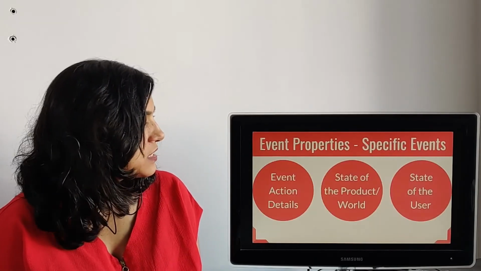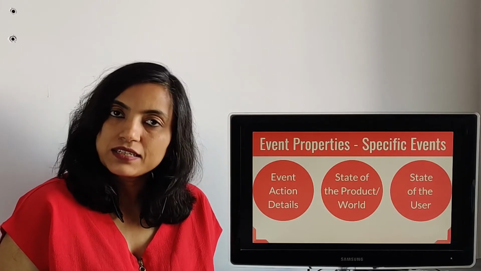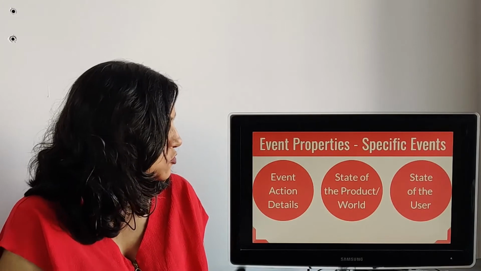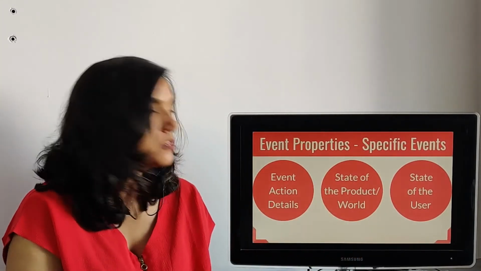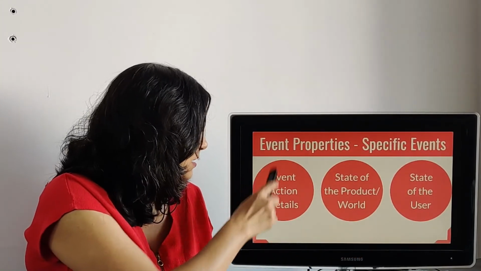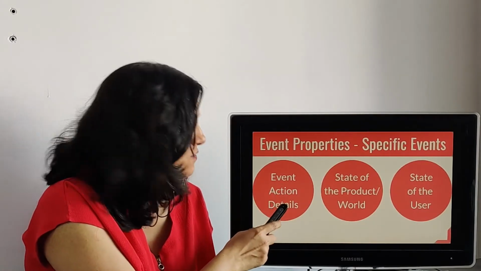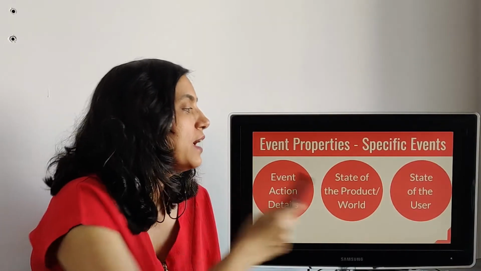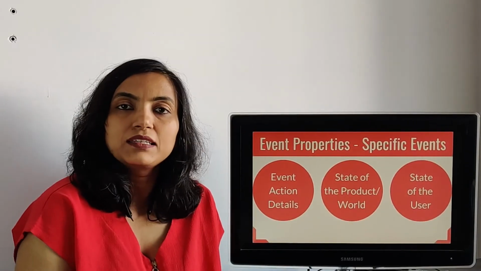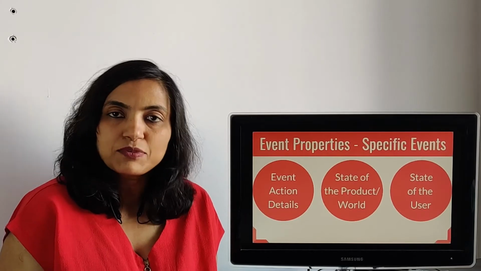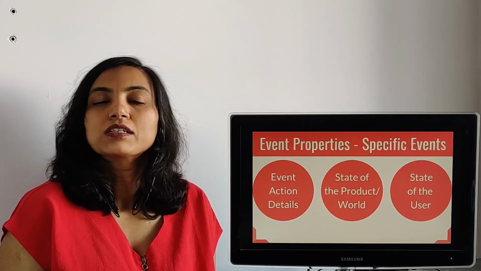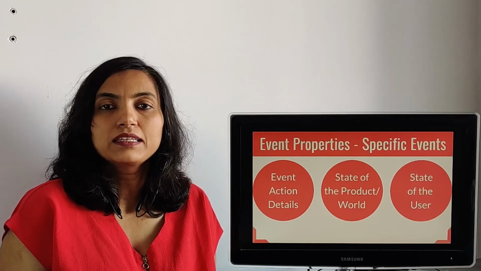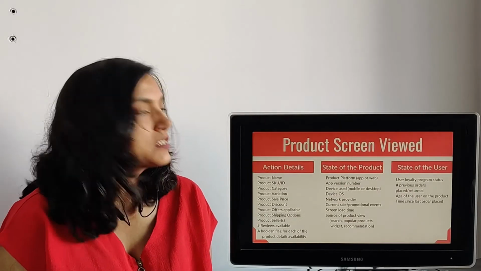Coming to specific events, whether they are lifecycle events or screen specific events, while deciding on the list of properties, you may want to consider information across all these three buckets. The details of the action associated with event, the state of the product or the world at the time that the event occurred, and state of the user at the time that the event occurred. In an earlier episode, we had seen properties of order placed event on an e-commerce platform. In this episode, we will take the example of product screen viewed event.